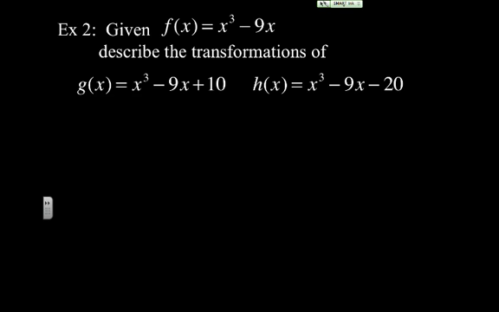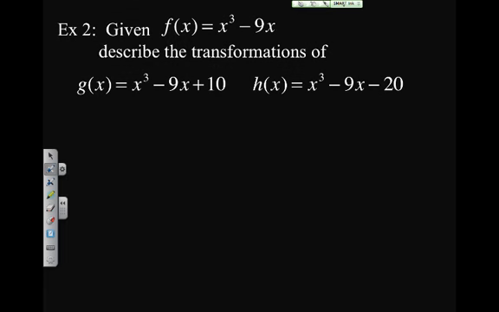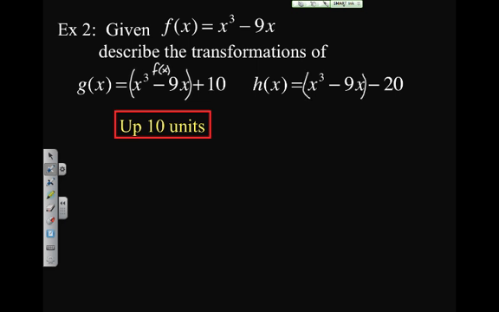So when we look at this function, we're given f of x equals x cubed minus 9x. That is our parent function. We want to first look at g of x. Notice that this part right here is the parent function. So we're taking that parent function, f of x, and we're adding 10. That means we're going to move up 10 units. Then as we look at h of x, notice again we have the parent function, and we are subtracting 20. So that's going to move the function down 20 units.